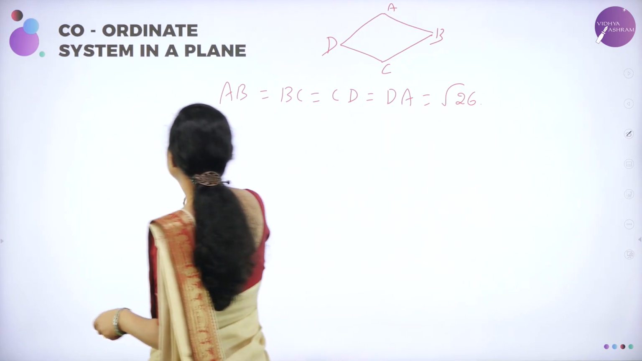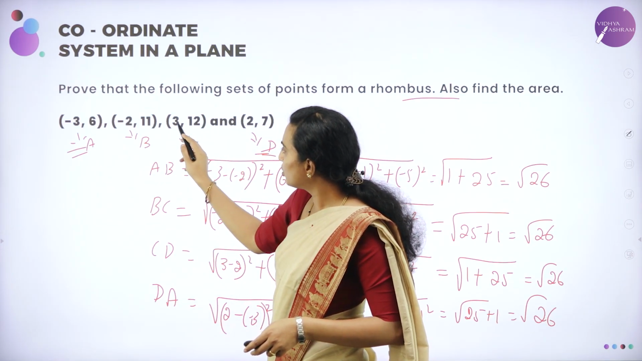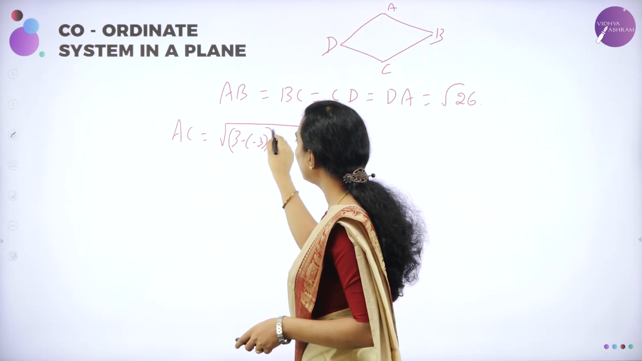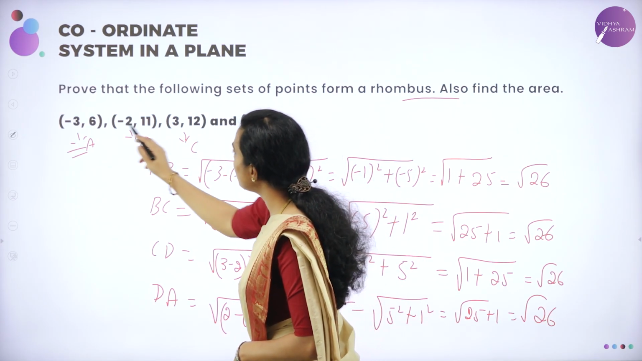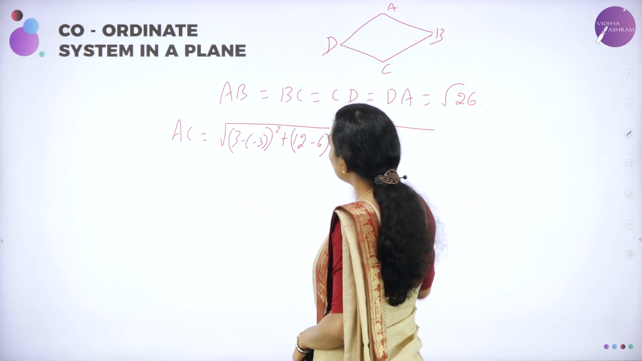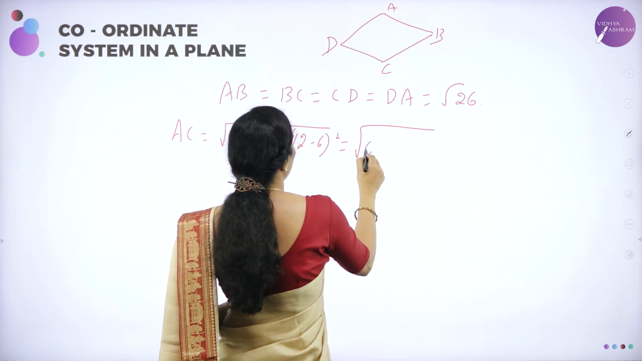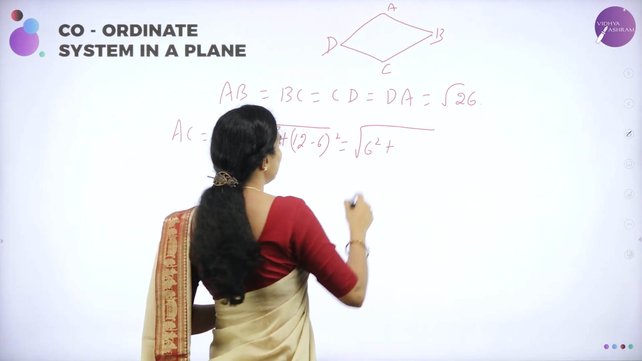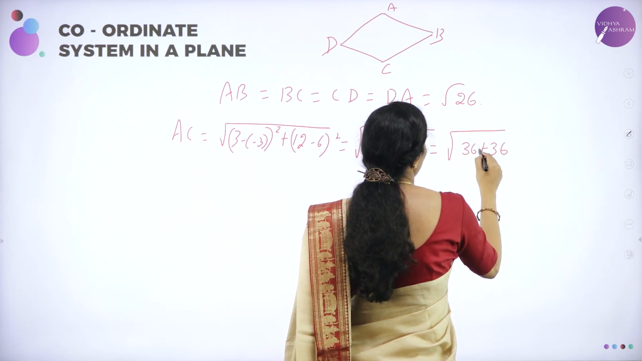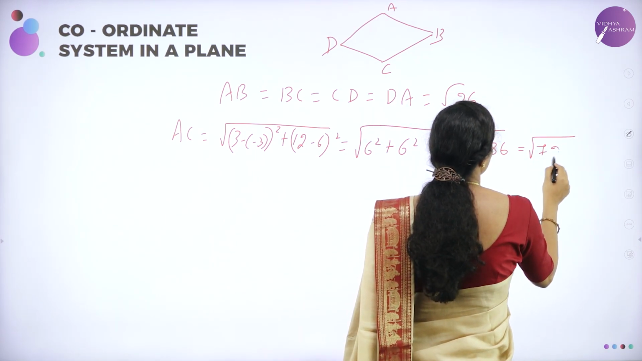Right? So let me find out the AC distance. AC will be equal to the square root of, this is A and this is C, so (3 minus of minus 3) whole square plus (12 minus 6) whole square. 3 minus of minus 3 is 3 plus 3, which is 6 squared, plus 12 minus 6, which is again 6 squared. That is the square root of 36 plus 36, which is equal to the square root of 72, right?